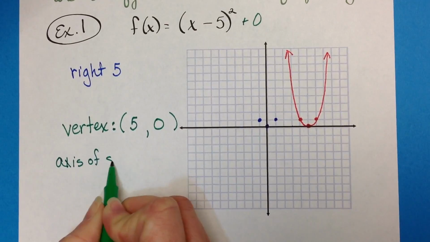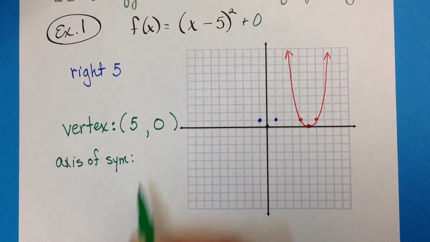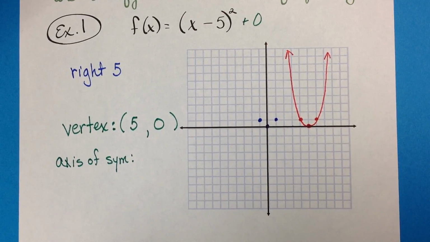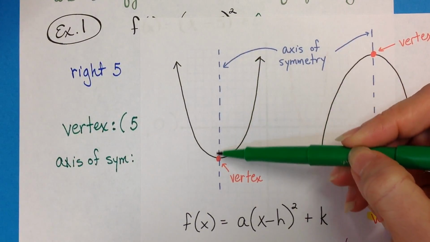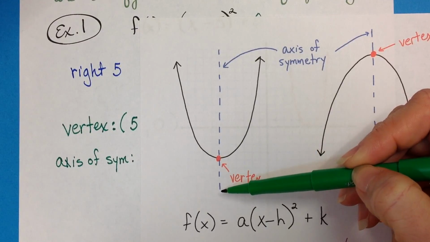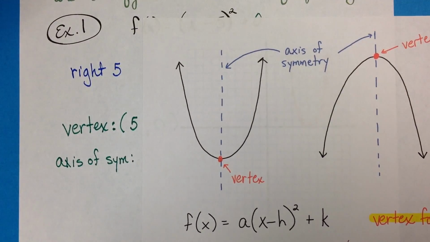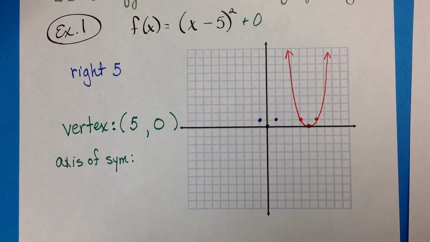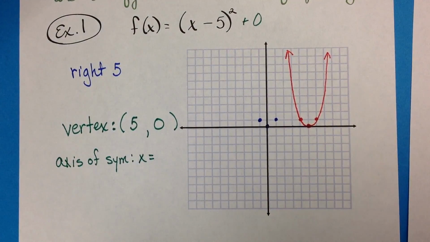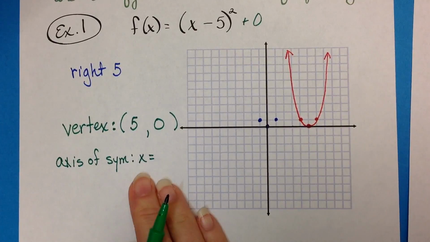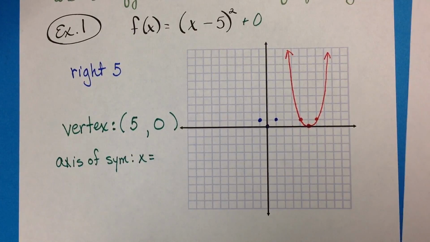Now I talked about what that was, I didn't tell you as far as identifying it. So remember, your axis of symmetry is this imaginary vertical line that cuts your parabola perfectly in half. First of all, since it is a vertical line, it has to be x equals. Okay? So always, for axis of symmetry, always write down x equals.